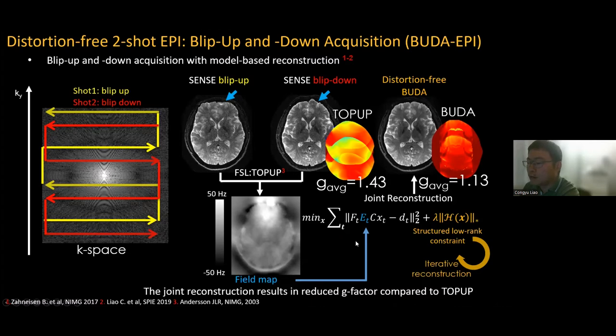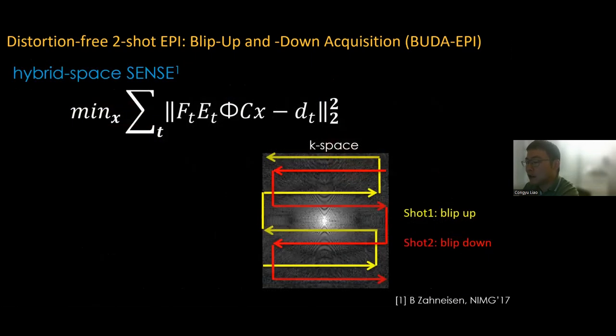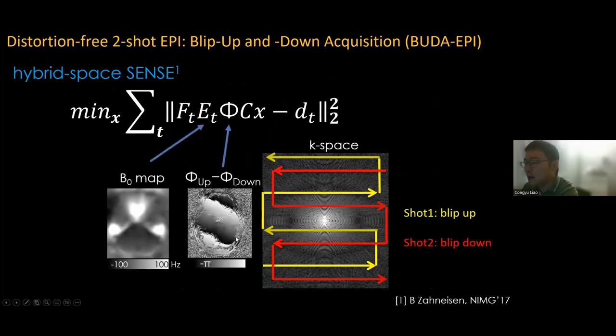So the joint blip up and down parallel imaging reconstruction approach using the hybrid space SENSE framework has been previously proposed by researchers from Stanford University. Here is the forward model of the hybrid space SENSE framework. If we incorporate the B0 map as well as the shot-to-shot phase variations into the forward model, we can get one distortion-free image from the multi-shot EPI data.